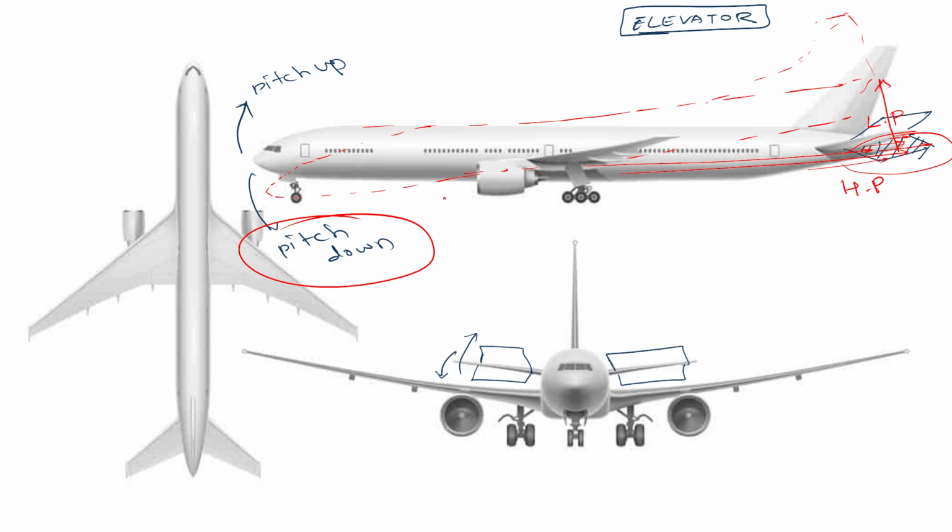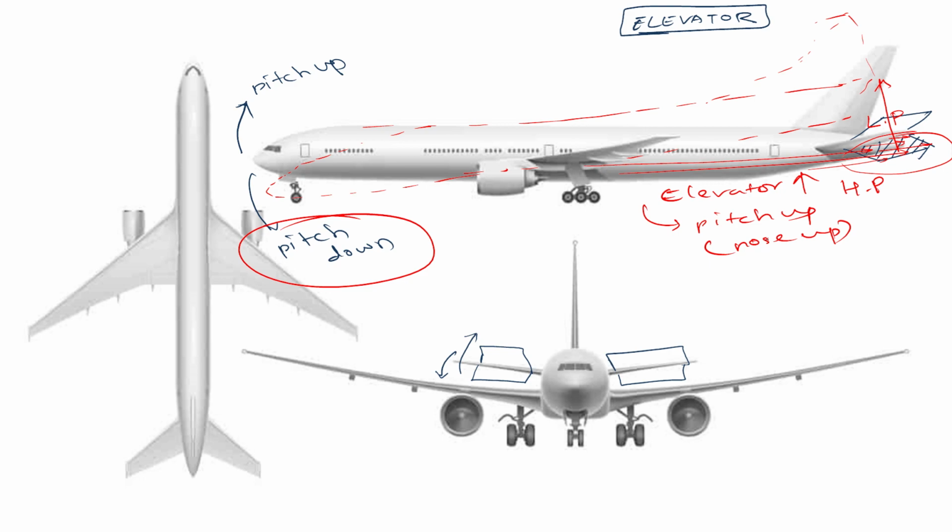Clear? Now this will act in a reverse way. If the elevator is deflected upwards, then it will have the pitch up phenomenon, or sometimes they call it nose up. They ask this kind of question in GATE as well. So you should have a clear understanding of how the elevator actually works, and how your aileron actually works.